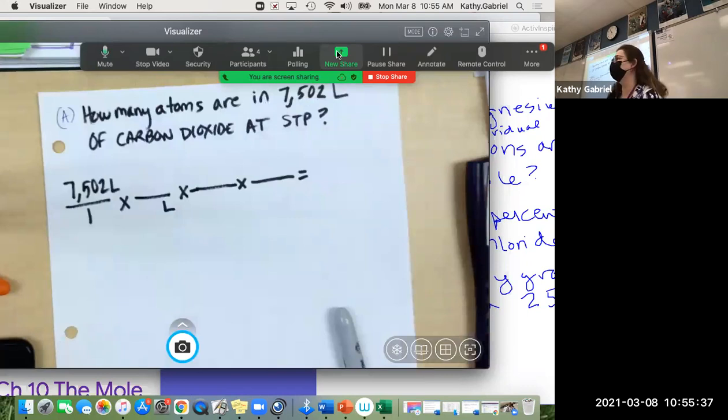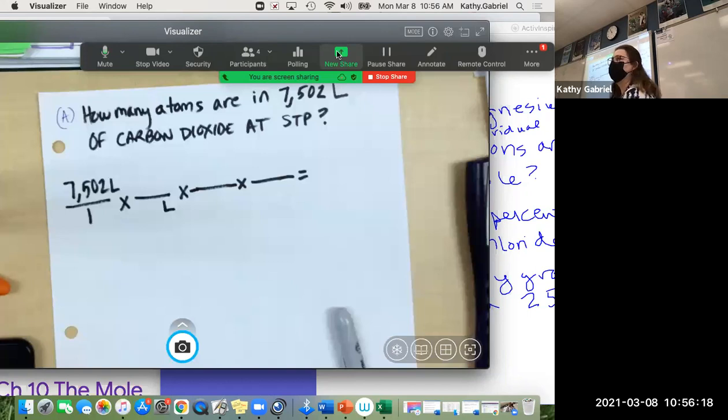Odin, I see you shaking your head. Do you know where to begin? Because you're in Liter Town, right? So what's the first step? You always have to get to Moleville. And then I ultimately want atoms. So where do I have to get to? But can I go to atoms directly? Not quite, not this time. So we have to do two steps to do what we want. So just give it a stab, lay it out, cancel things as you can.